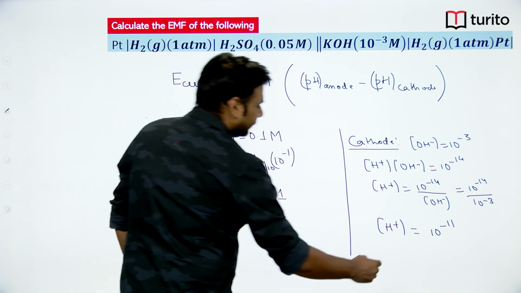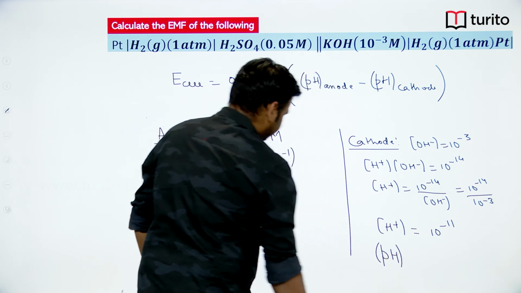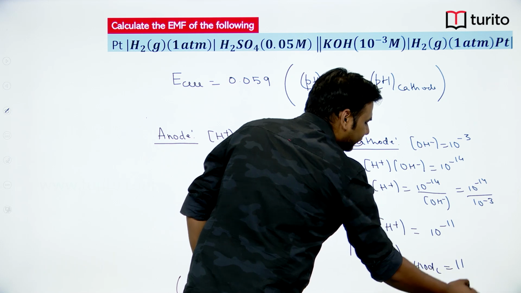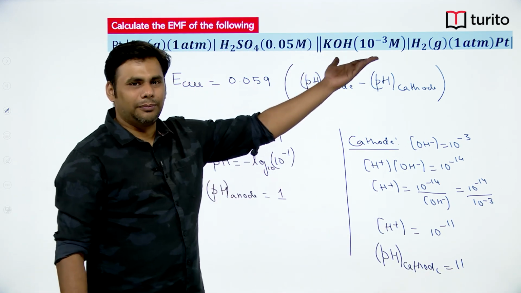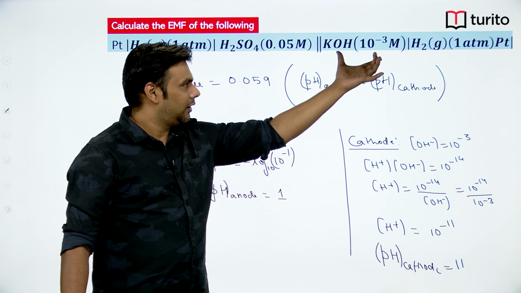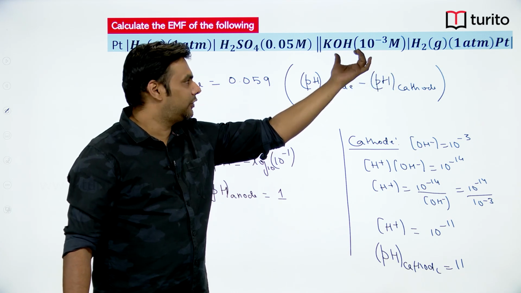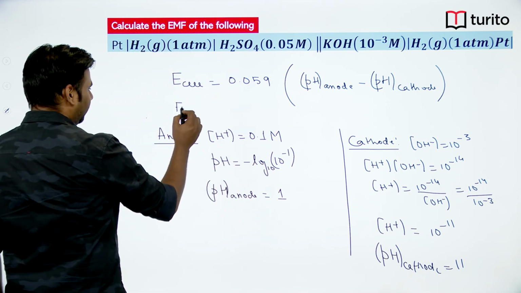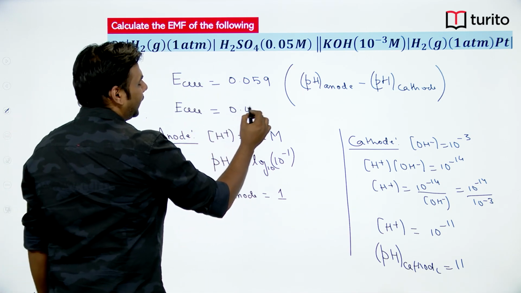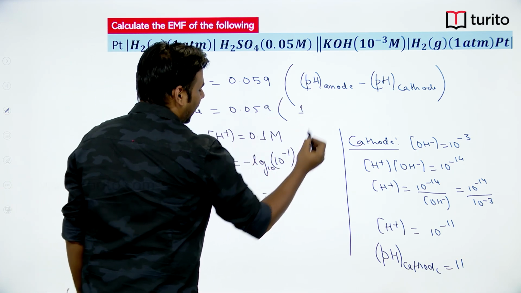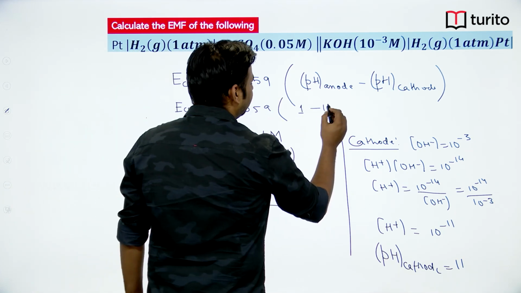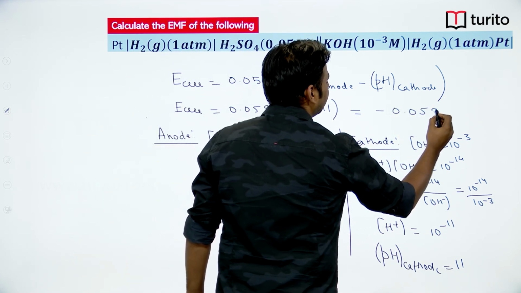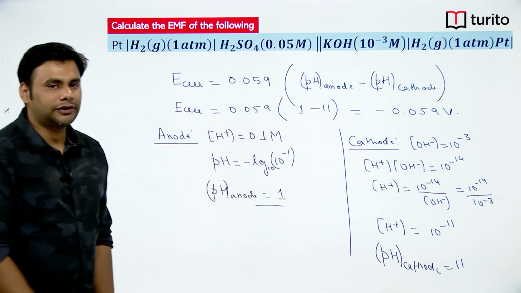So we'll say that the pH at cathode is 11. Now this is very obvious because the cathodic half was basic because there was KOH, so its pH would be 11. So we'll just use this in the formula. E cell would be 0.059 into pH anode, which is 1, minus pH cathode, which is 11. So this will be minus 10, so this would be minus 0.059. Hope this is clear to you.